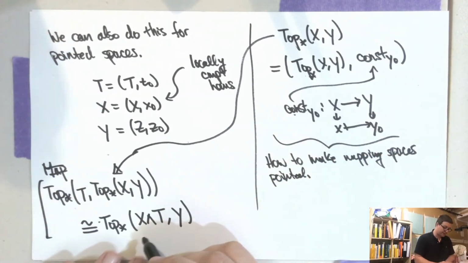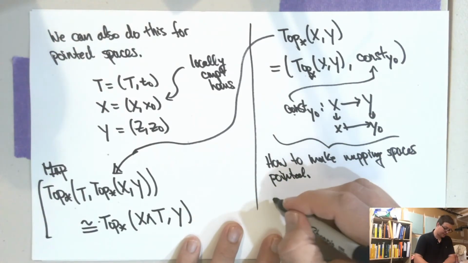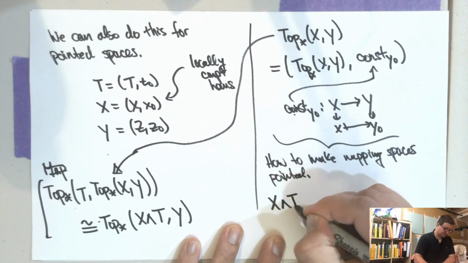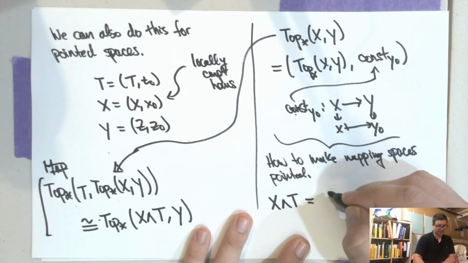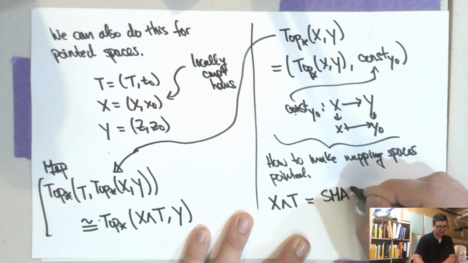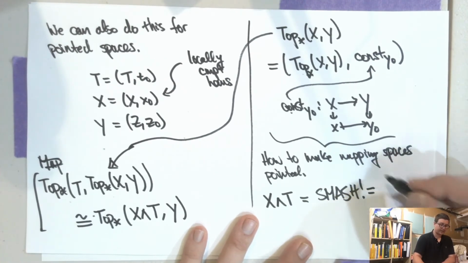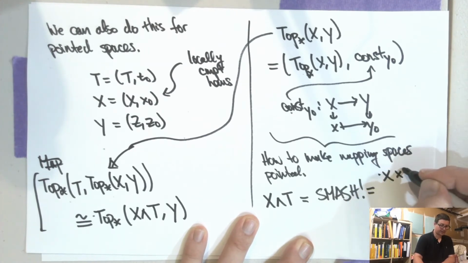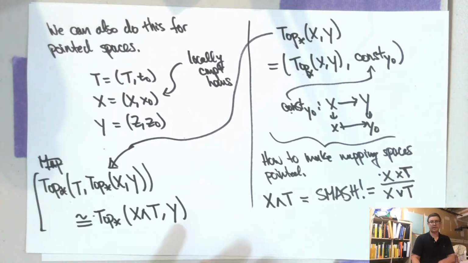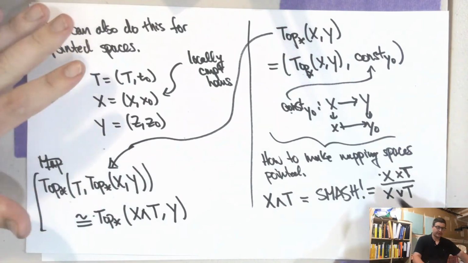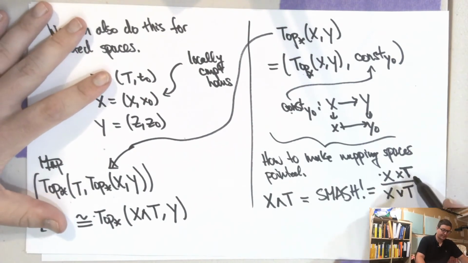Okay, and what is this thing? So this thing here, this is the smash product. Okay, and what is the smash product? So you take the product of two spaces, and then you mod out by the wedge. Okay, and so how does this work? So how do you view this as a subset of this?